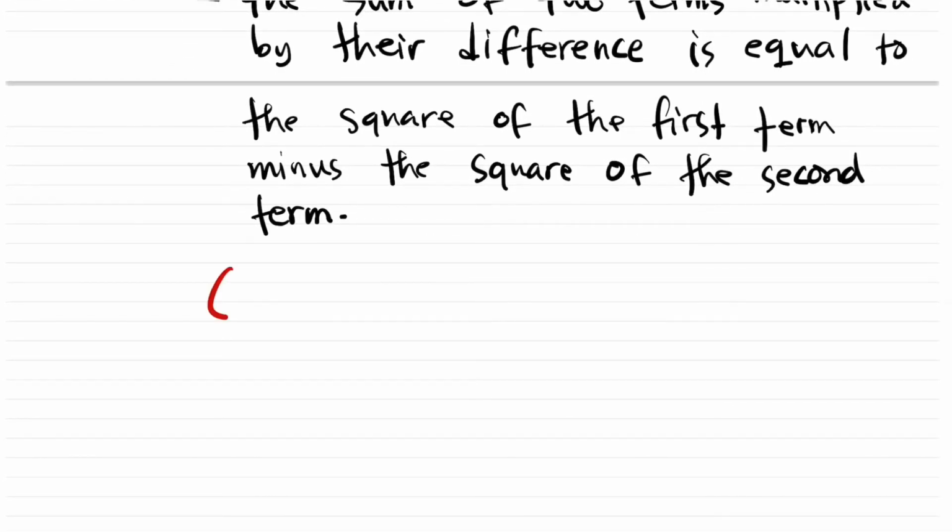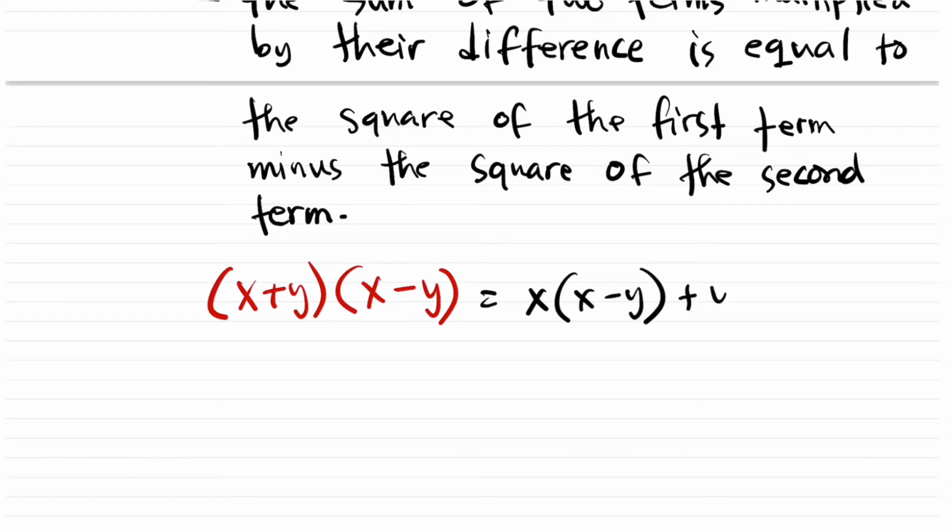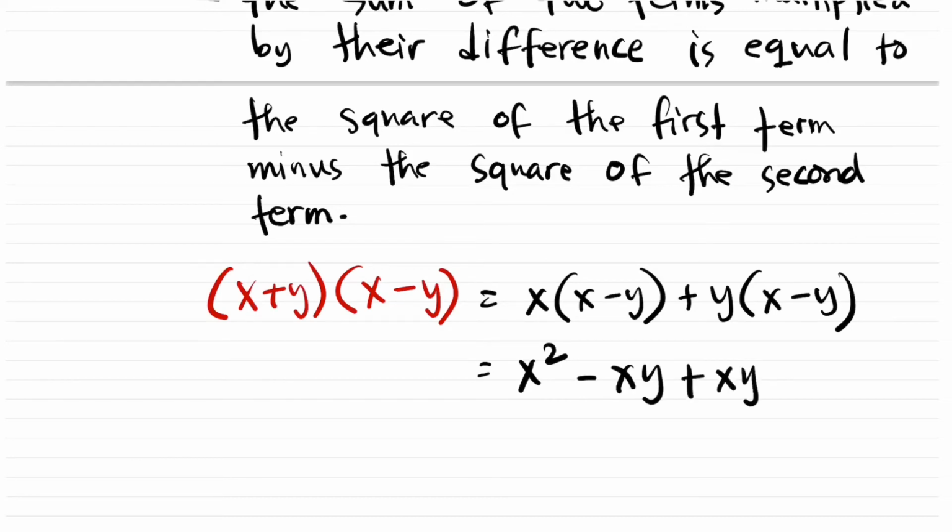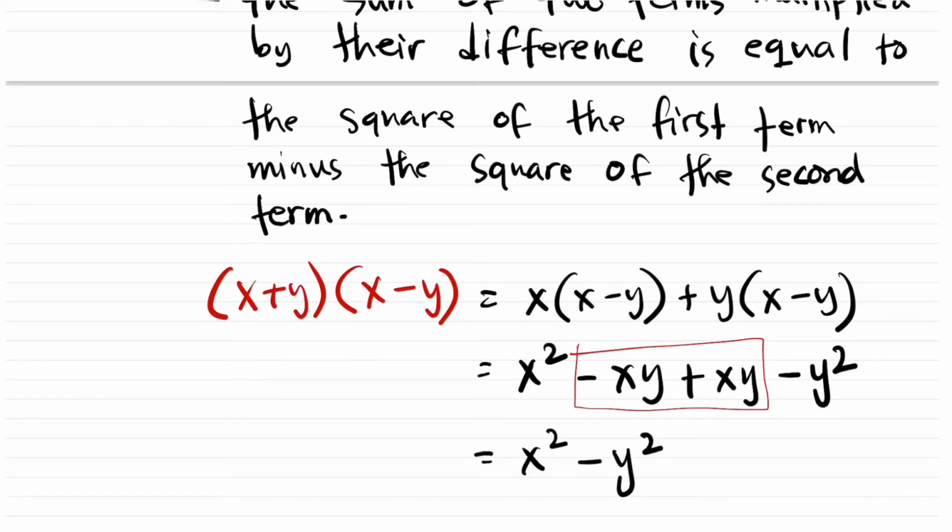Alright, for example, we have here x plus y times x minus y. Okay, then we simplify this by using binomial product. We have x times x minus y plus y times x minus y. Okay, so we distribute using simplifying grouping symbols. So we have x squared minus xy plus xy minus y squared. Now notice again, we combine like terms. So since they are on different sign, we subtract, so therefore it becomes x squared minus y squared.